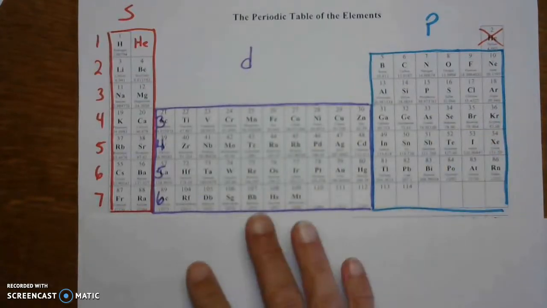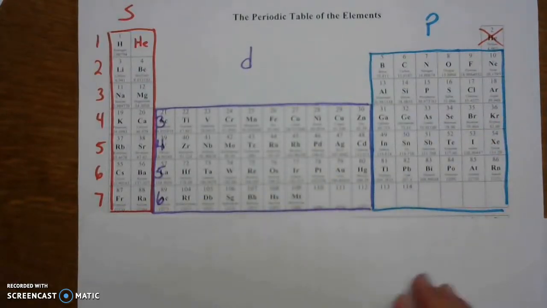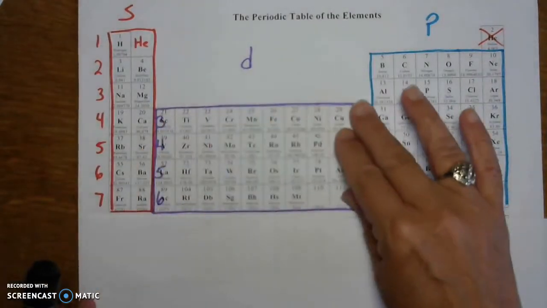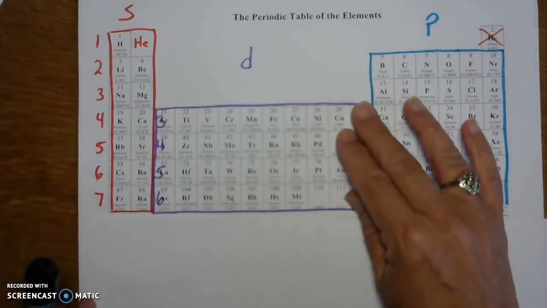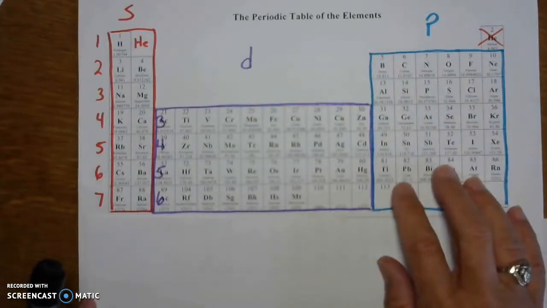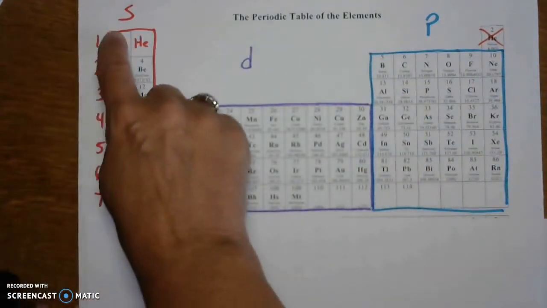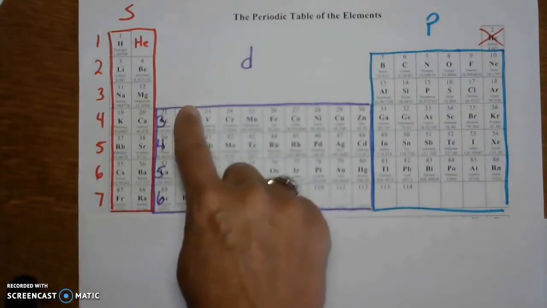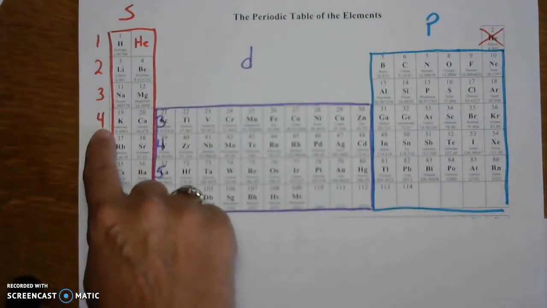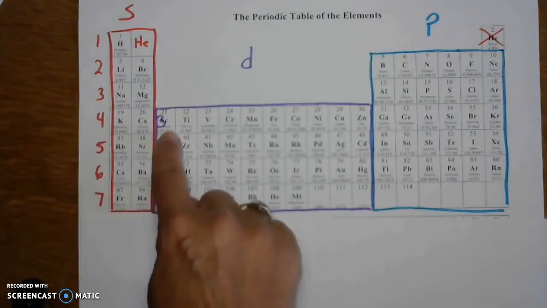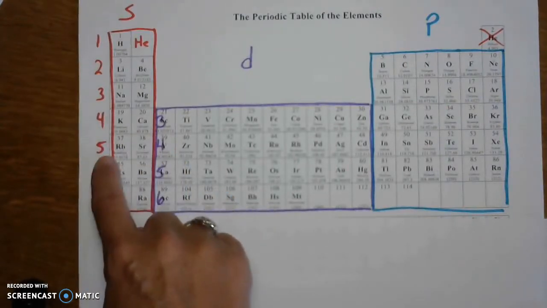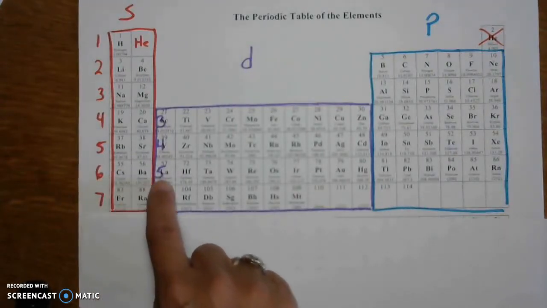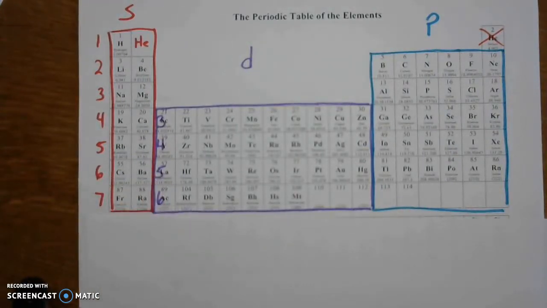All right, I've got my periodic table. I've got it marked up. I've labeled the S, the first two columns. I've labeled the D, the transition metals, and I've labeled the P's. I've labeled the rows 1, 2, 3, 4 through 7. For the D, I've labeled the fourth row as number 3, the fifth row as number 4, and the sixth row as number 5. That's going to be important.